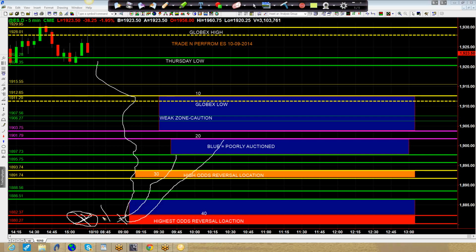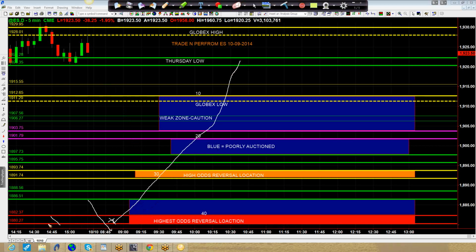I'm completely willing not only to lose 4 points here, but to enter two times. I want to be clear, I'm willing to lose two times in this zone. I'd be very shocked if that happens, but if I get ripped through here on my stop, which does happen on occasion, I will look to reload if it retakes this zone and pushes back out to the upside. I would expect a significant rotation here.